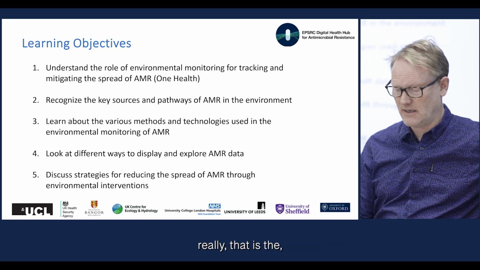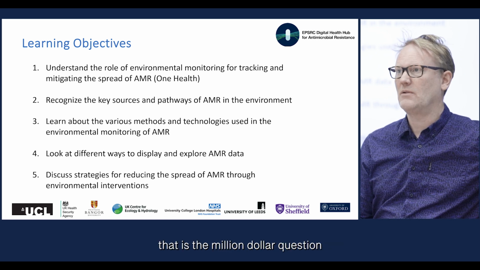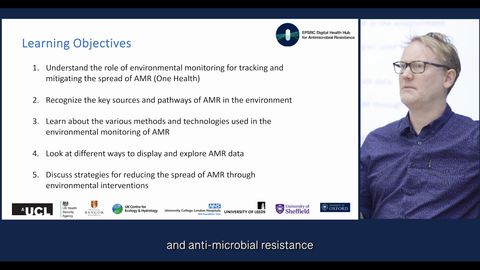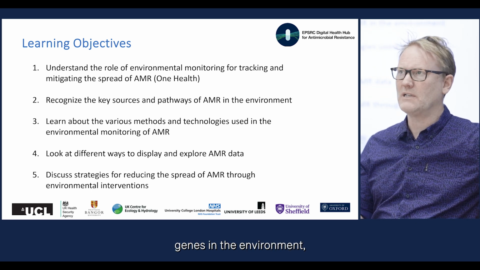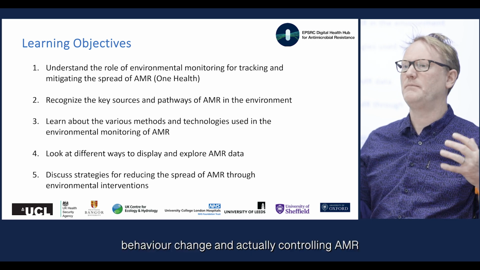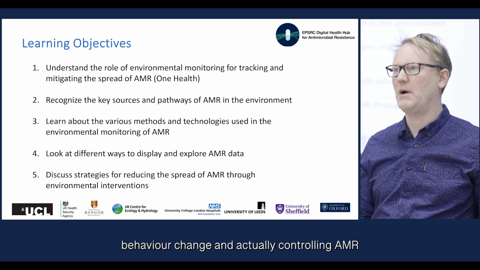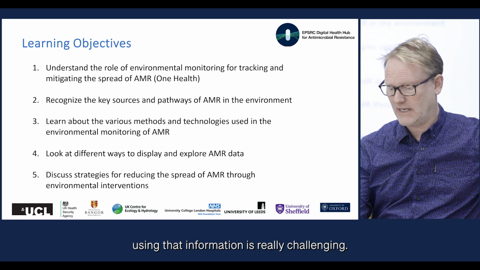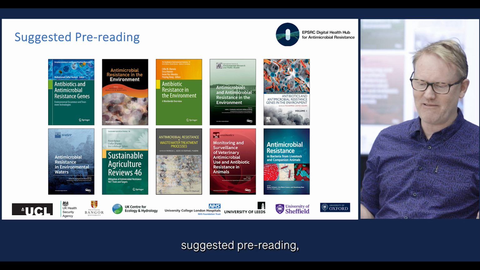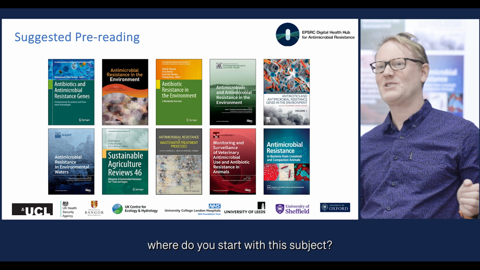And really that is the million-dollar question. We can monitor AMR, antimicrobial resistance and antimicrobial resistance genes in the environment, but monitoring them is one thing, and bringing about behavior change and actually controlling AMR using that information is really challenging. So in terms of suggested pre-reading, where do you start with this subject?